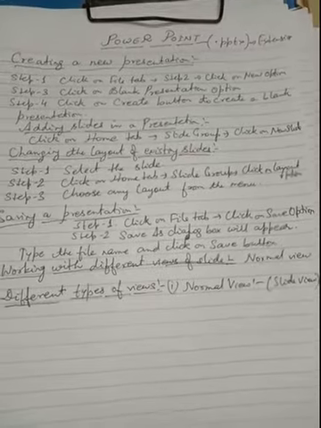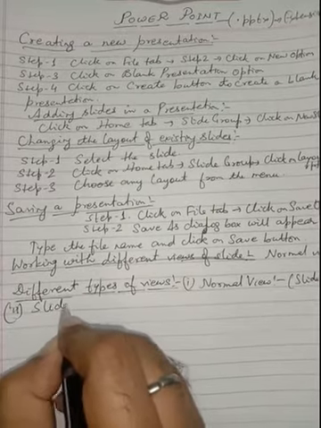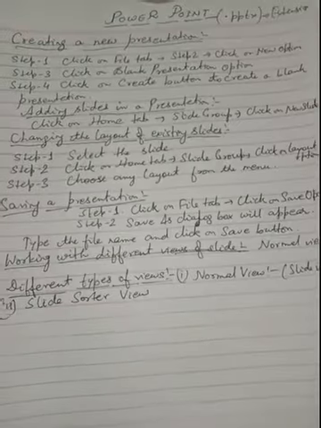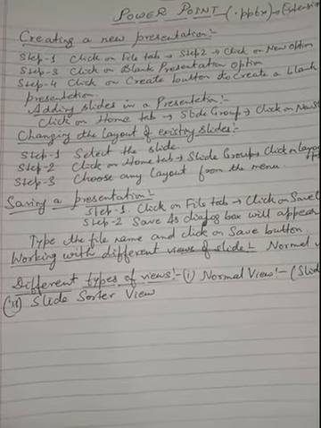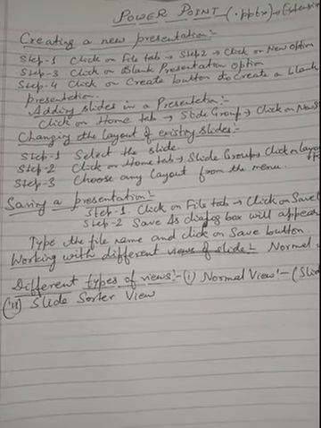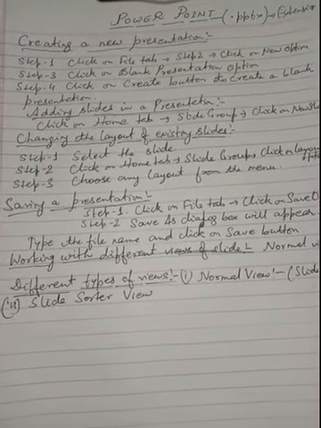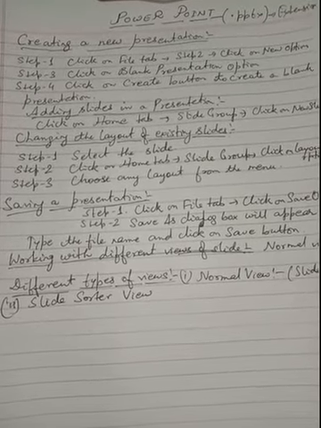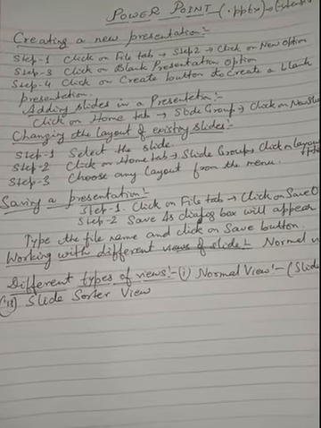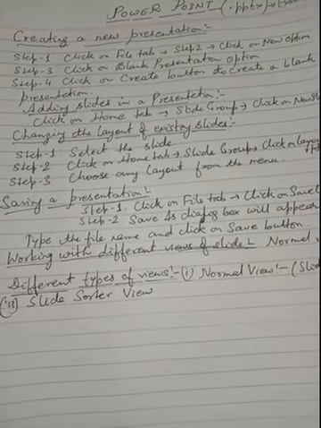The next view that we have is slide sorter view. The slide sorter view gives you a view of all the slides in a very small form, which is known as thumbnail form. This view makes it easy for you to sort or organize the order of the slides in your presentation. In slide sorter view, all the slides are available in thumbnail form. You can change the sequence of the slides here to make the presentation much better.